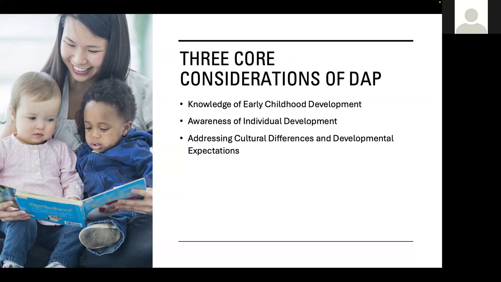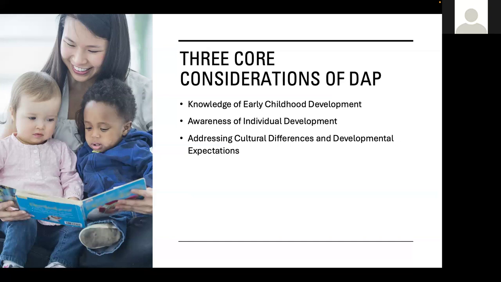We also want to take a look at the core considerations for DAP as outlined by the National Association for the Education of Young Children, or NAEYC. At first, we need to have an understanding or knowledge of early childhood development and how young children progress along a continuum. So we're going to be taking a much closer look at that and what is expected of children to be able to know and understand at different ages through the preschool years. We also want to have an awareness of individual development and keep that at the forefront.